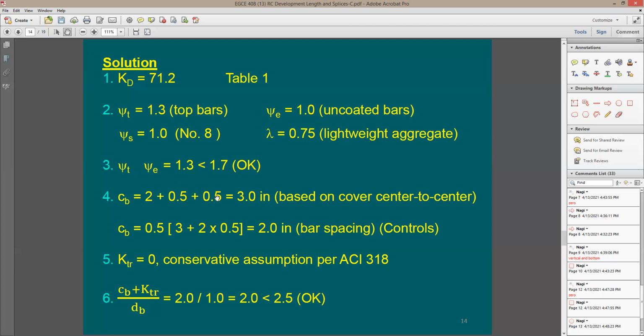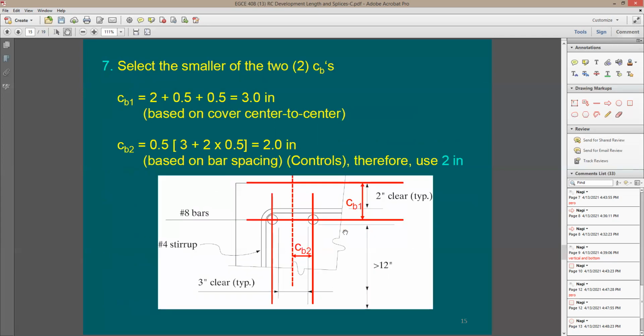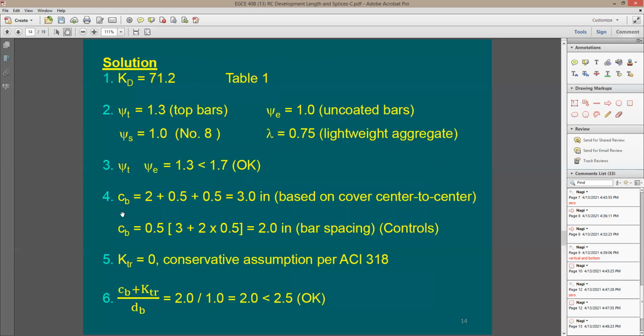C sub b, I have here 2 values. Let me skip this and go to the next slide. Here is the same slide that we discussed earlier. I'm going to have for this rebar here C sub b1, C sub b2. I'm going to be taking it to be 2 inches. So we looked at this already before. Let me go back to the previous slide. I'm going to say C sub b is going to be 2 inches. K sub TR, I'm going to take it to be 0. Now let me try this term: C sub b is 2, K sub TR is how much? How much did we say for K sub TR? We're going to say here 0. Divided by d sub B, the bar diameter, less than 2.5. We are fine.